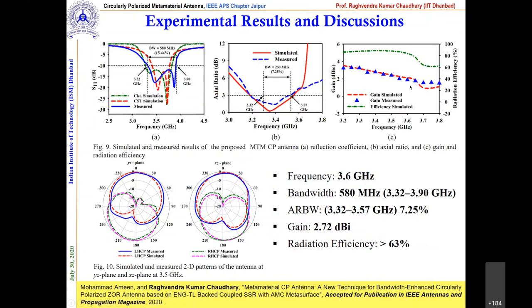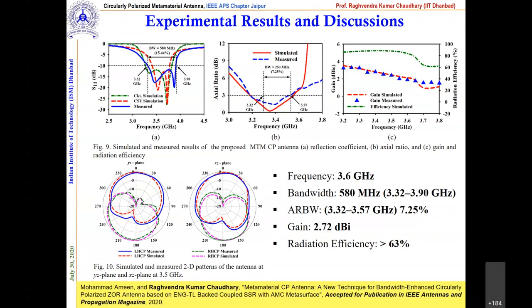And the gain, if you see, is roaming around 2 to 3.2 dBi, correct? The thing is, we want a very good gain, because for some of the space applications we require a gain of at least 3 dBi, more than that. So if I summarize here, the frequency we have is 3.5 gigahertz, we got a bandwidth of 550 megahertz, the axial ratio bandwidth is 7.25%, and the gain is 2.7. Efficiency is quite low, so we will try to improve it, correct?